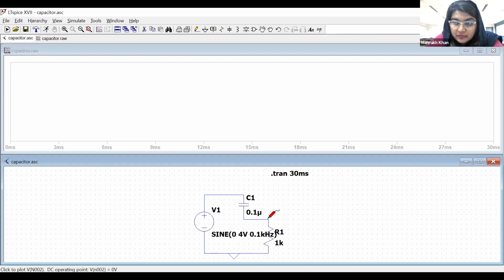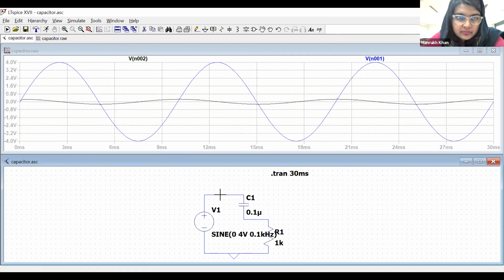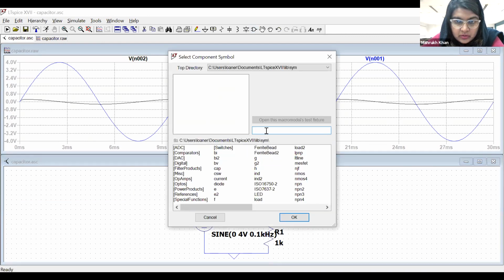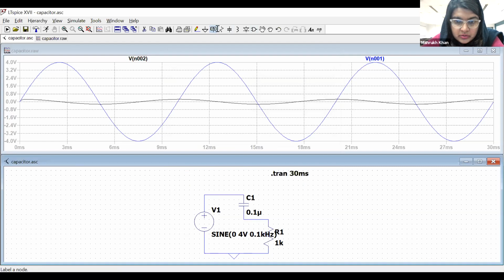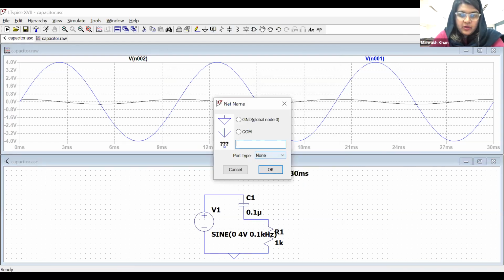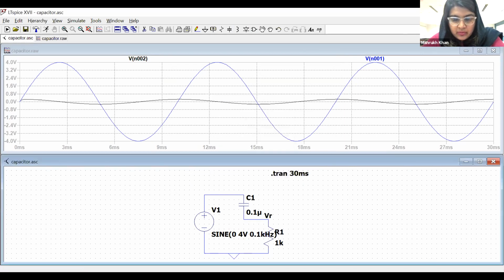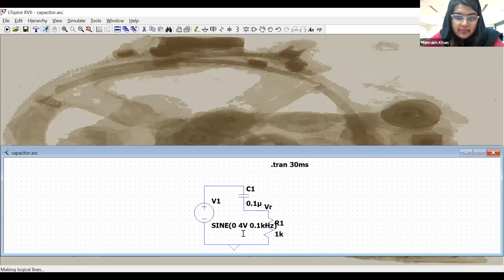So high pass filter means that it should pass frequencies after 1.4 kilohertz. Before that, it should pass minimal frequencies, okay? So let's see. So you can see that VN002, I should label that maybe here. VR. Right? And try doing that again.